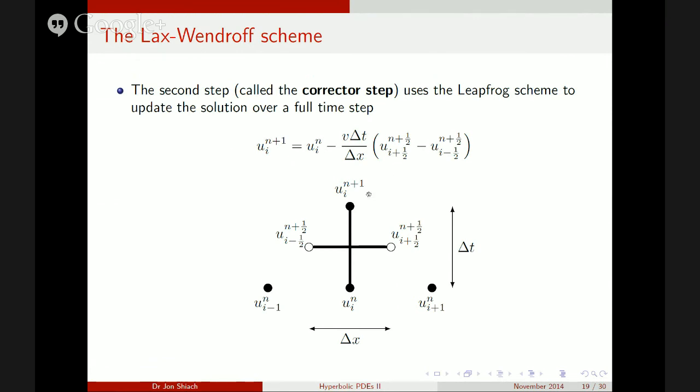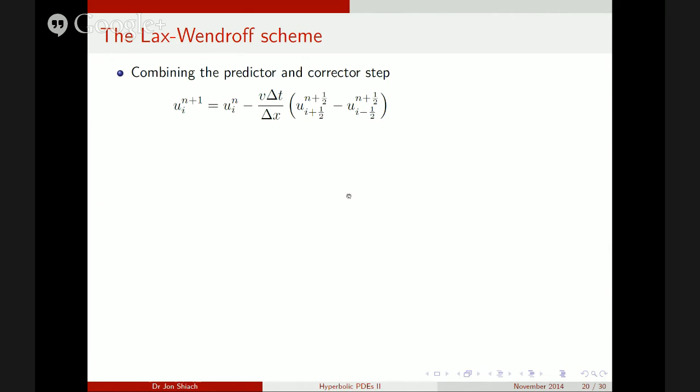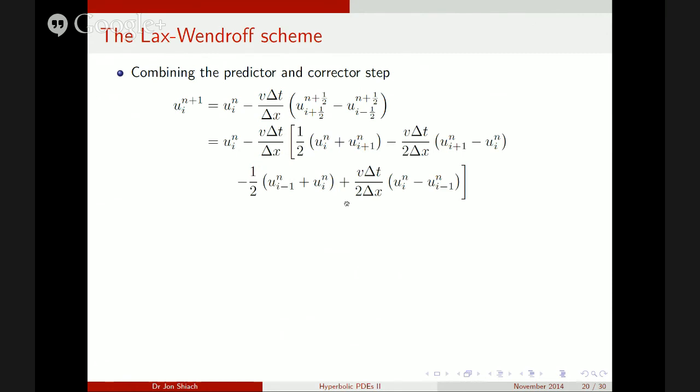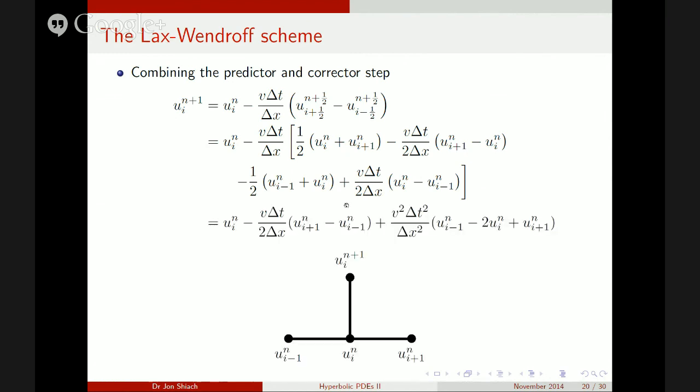The Lax-Wendroff is quite unusual for a predictor-corrector method. We can actually combine them and write them as one equation. If I combine the predictor and the corrector step, there's my corrector step, and what I've done here is put in those Lax-Friedrichs schemes. This one here is for the i plus a half, and this one down here is for i minus a half. A bit of algebra, and we get that.